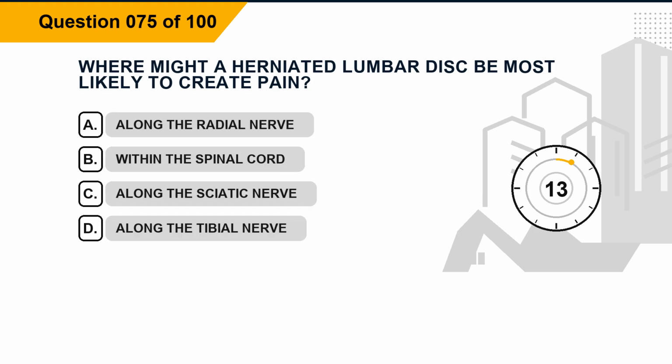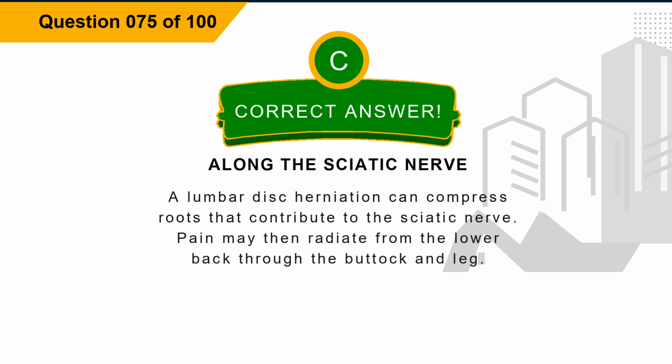Question 75. Where might a herniated lumbar disc be most likely to create pain? Option A, along the radial nerve. Option B, within the spinal cord. Option C, along the sciatic nerve. Option D, along the tibial nerve. The correct answer is option C, along the sciatic nerve. Explanation. A lumbar disc herniation can compress roots that contribute to the sciatic nerve. Pain may then radiate from the lower back through the buttock and leg.